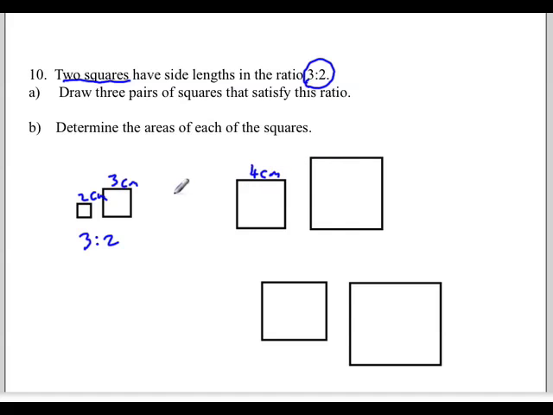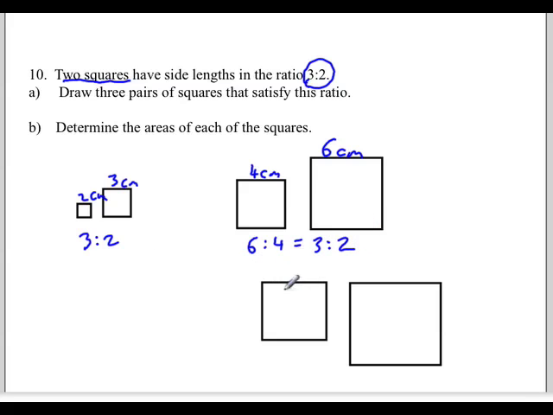Well, then since we've doubled this square, if the side length is going to be in the ratio of 3 to 2, then the larger square has to have a side length of 6, because 6 to 4 is the same as 3 to 2. So here our ratio is 6 to 4, but remember that reduces to 3 to 2.